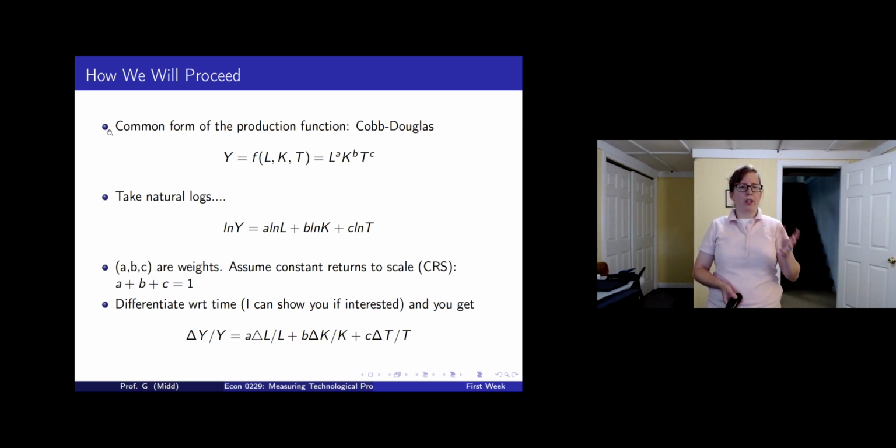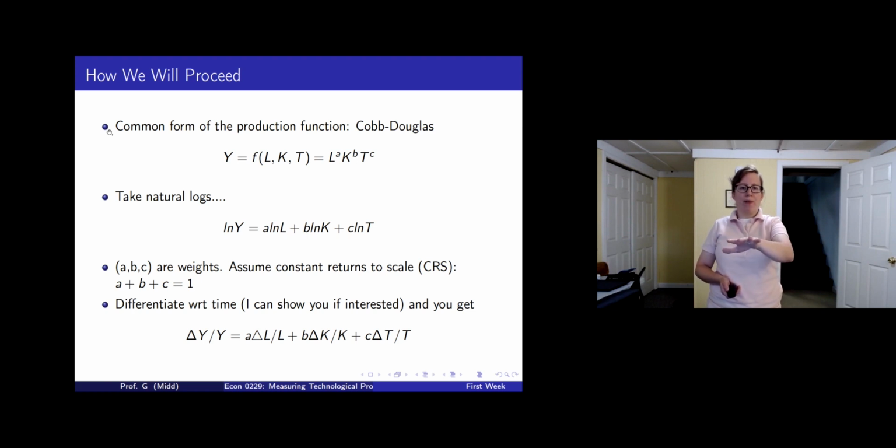And a really nice trick here is if I take natural logs of this whole function, I get the log of output Y equal to, when you take a log, you bring the power down, A log L plus B log K plus C log T. That's really nice. And for those of you who've taken stats or regression, there's something really nice about an equation like this, which is that it looks like a regression equation. And indeed, one can take something like this to the data just that simply.